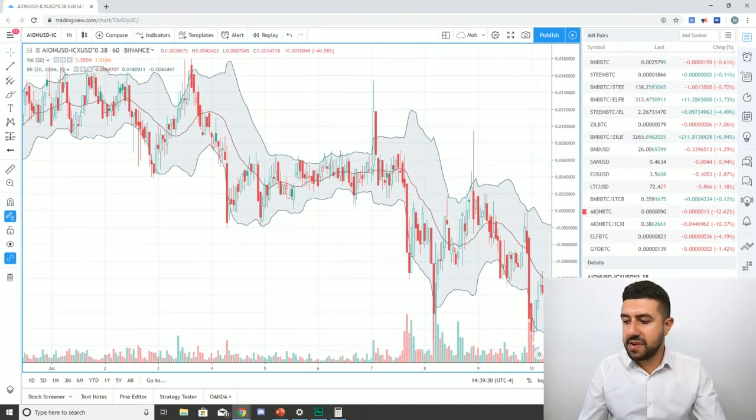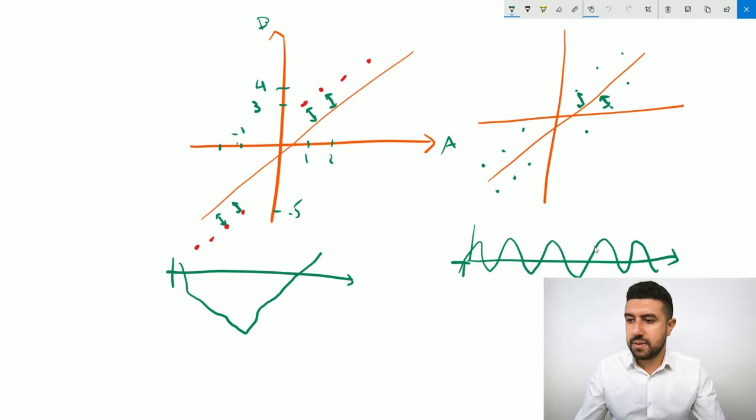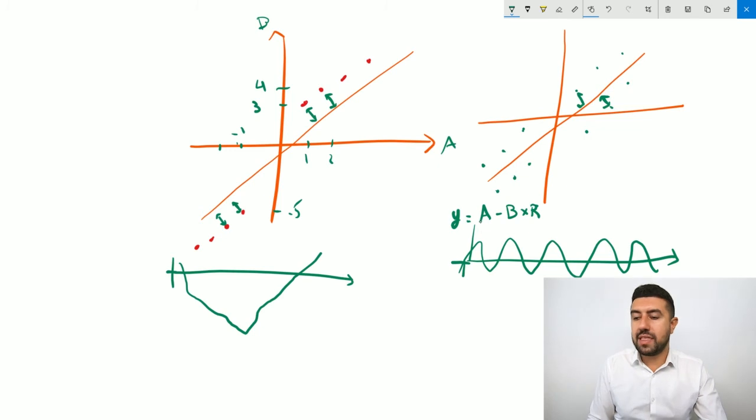What I'm looking at here, this chart at the bottom, is basically this function, right? I'm looking here at y equals a minus b times r. I'm looking at the pair function. The output of this is drawn here. And by looking at this, I can know if they diverged a lot or if they converged a lot, okay?